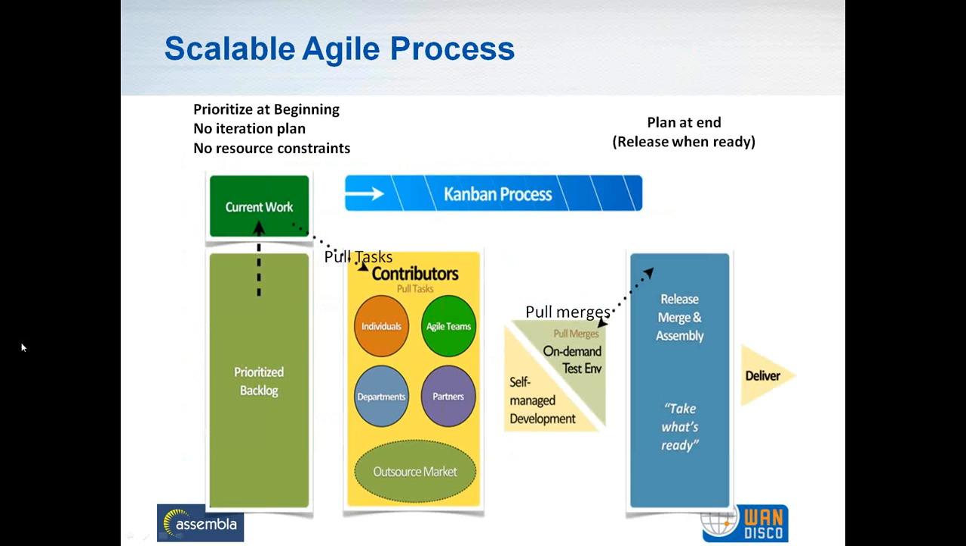Once you do this, you can actually get a very scalable process. You can have a process which has a very large number of contributors, that can be individuals, outsourcers, partners, pulling tasks off of your current work stack, your prioritized backlog. Each of those contributors will have their own on-demand test environment where you can make sure that what they're doing is something that you want. And then you can use this review process to pull your release together and merge what's ready, accept what's ready. So you can run this at a very large scale.